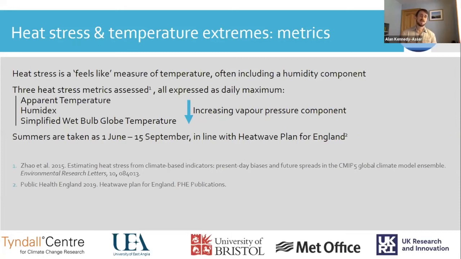Metrics of heat stress generally include temperature and the humidity components, but they can also include things like solar radiation and wind speed. In this research, I'm only focusing on simpler metrics, which just use temperature and humidity related variables. I look at 3 in particular. I've got the apparent temperature, humidex, and simplified wet bulb globe temperature.